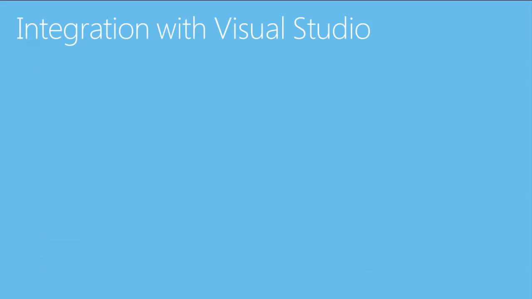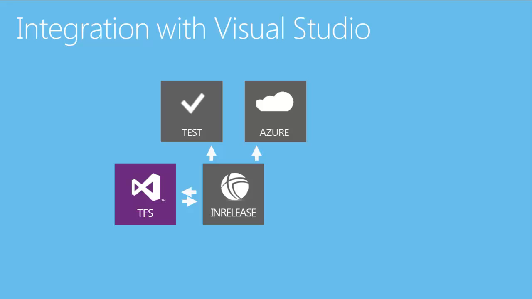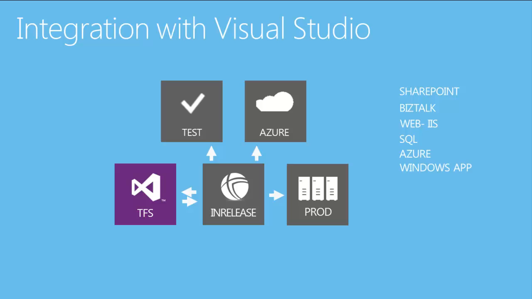With respect to integration, InRelease is designed and built for Visual Studio. For example, InRelease deploys from TFS with Team Build and leverages TFS security groups. It can also run automated tests using Microsoft Test Manager. InRelease can run, provision, and deploy to Azure. With InRelease, TFS builds are approved and tracked all the way up to production. Finally, InRelease supports all common Microsoft technologies.